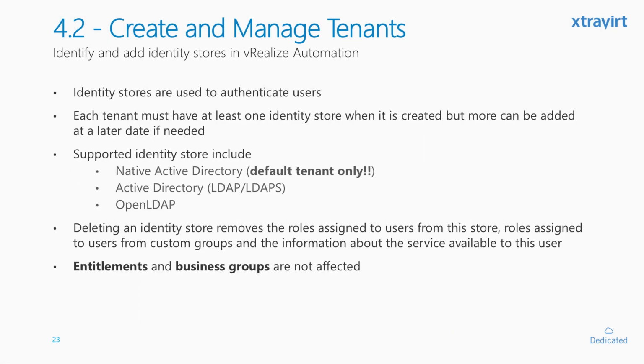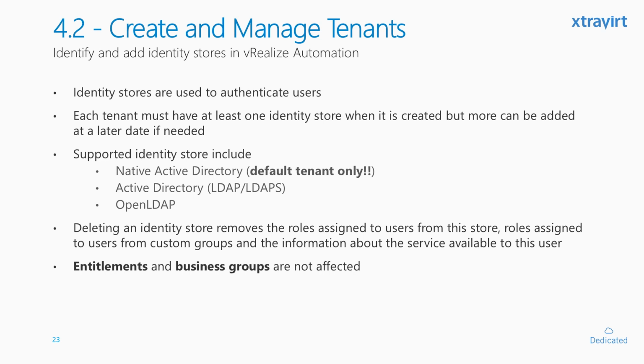Okay, so identify and configure, identify and add identity stores in vRealize Automation. So we've already gathered that identity stores are there to authenticate users. When you create a tenant, each tenant you create must have at least one identity store, but more can be added if you need to, if you need to add more authentication sources at a later date.